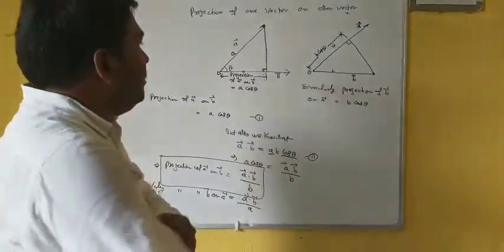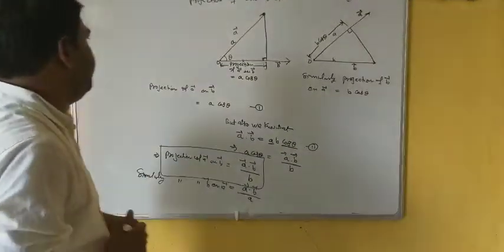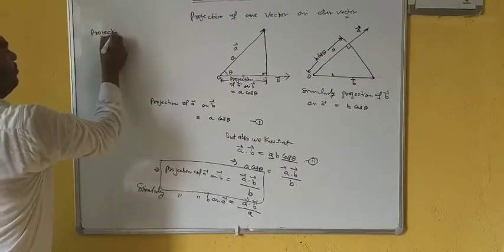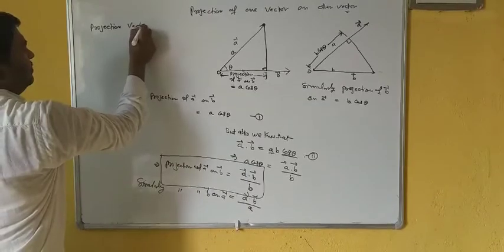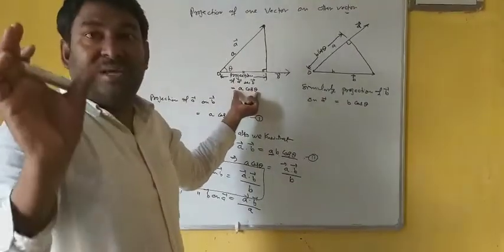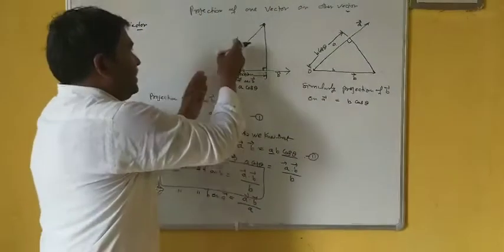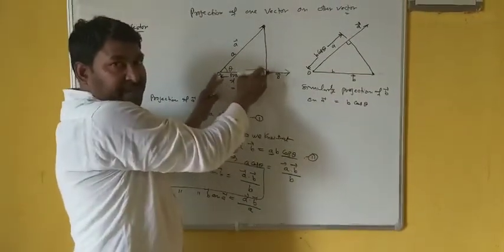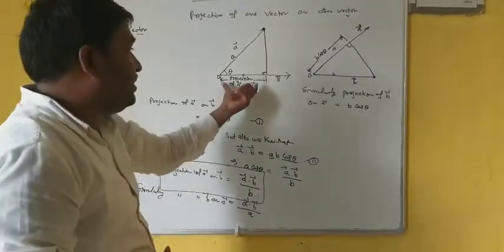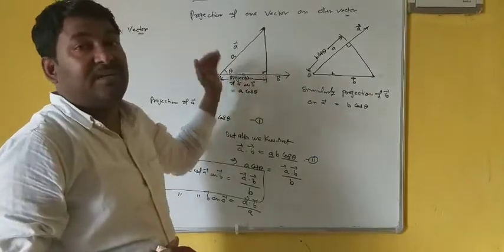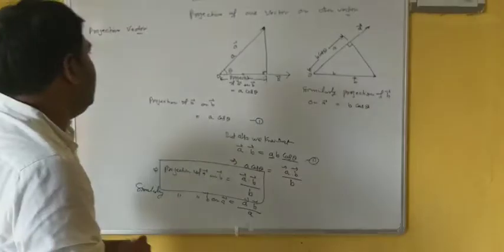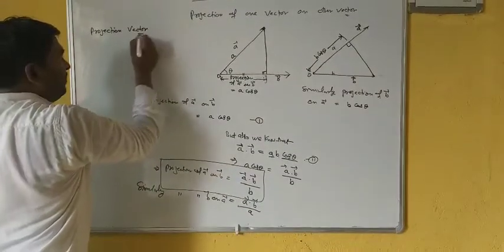Now what about projection vectors? The projection gives you the magnitude of A along B, that is, the component of it. But if you want to represent it in vector form along with direction, then that is called the projection vector. See how.